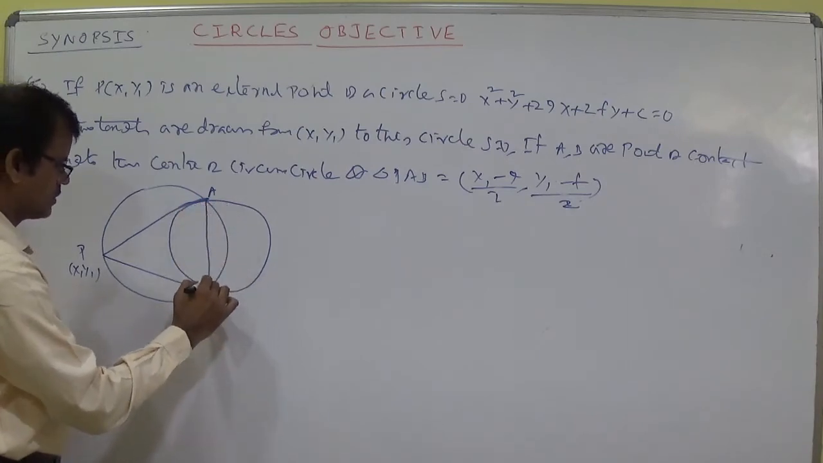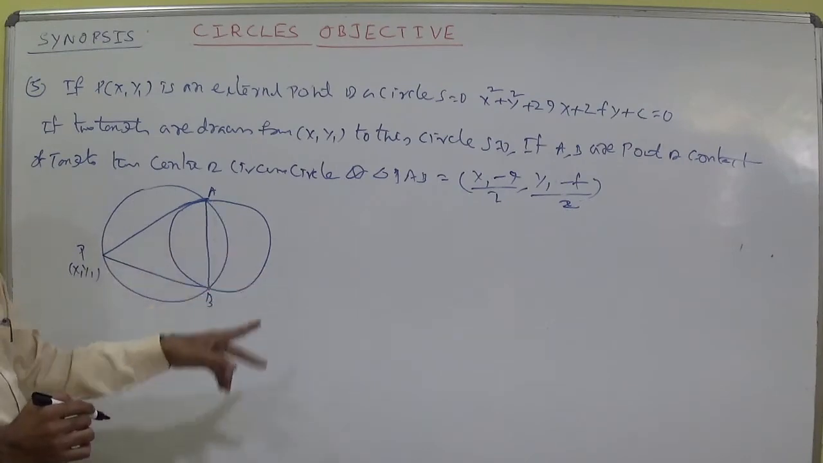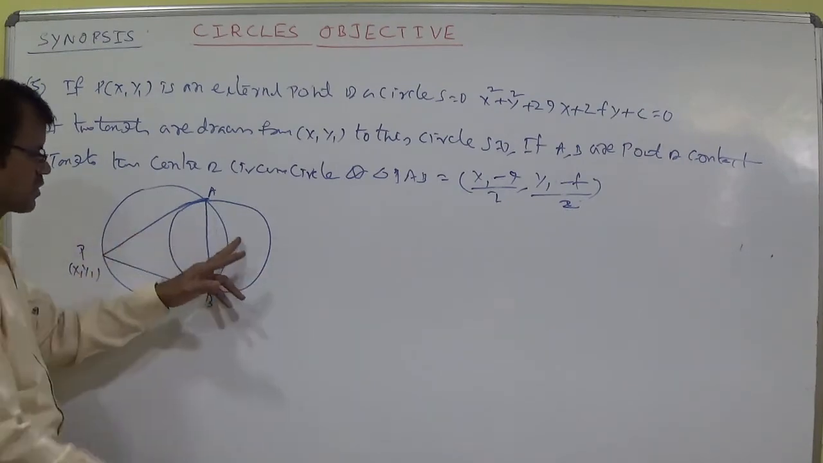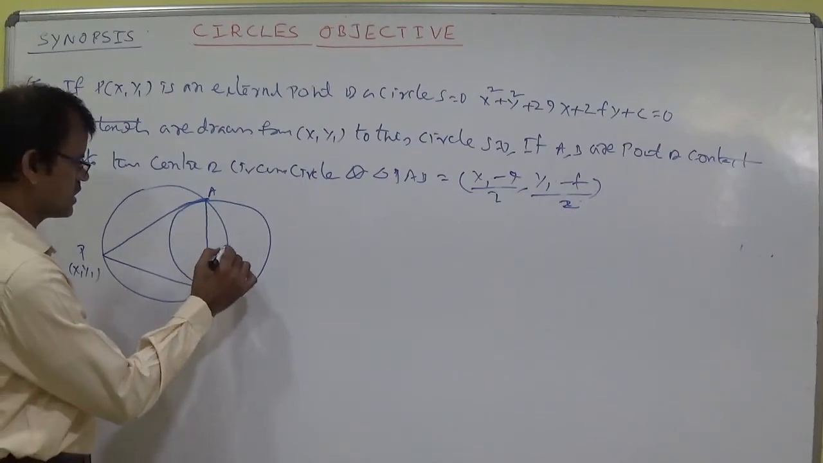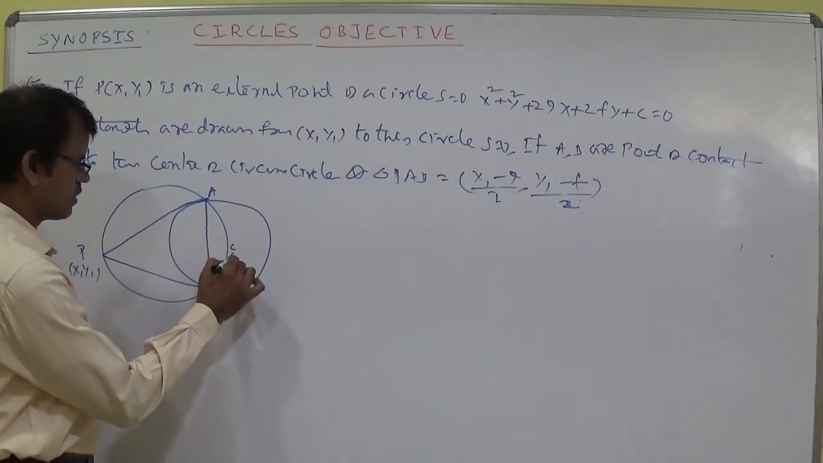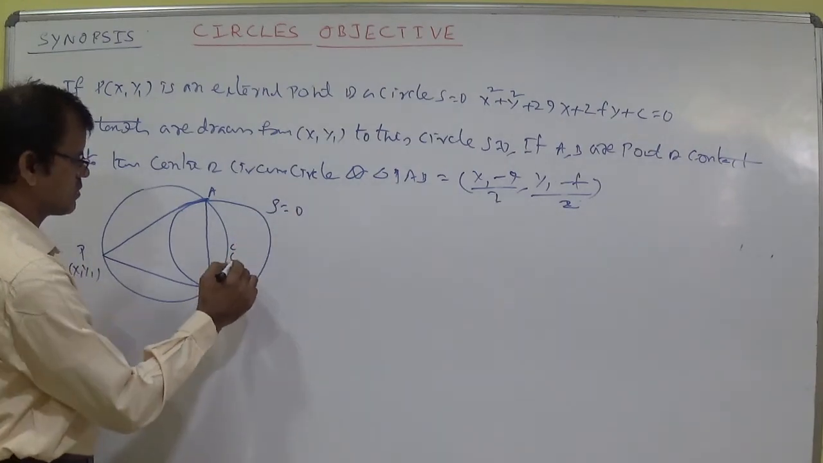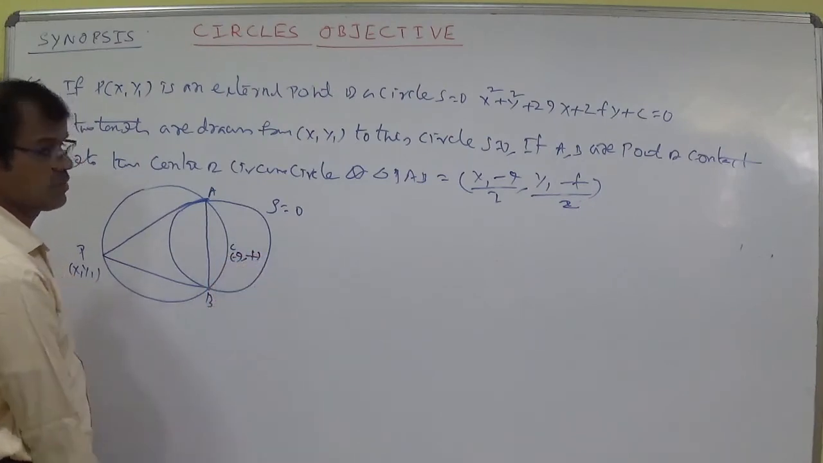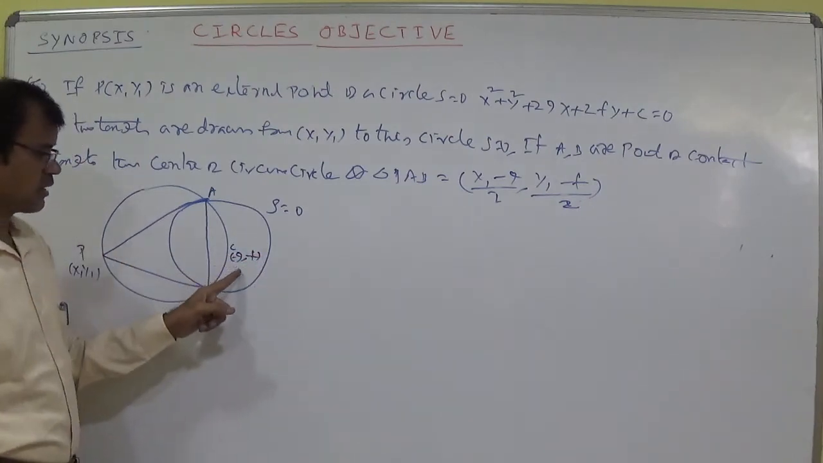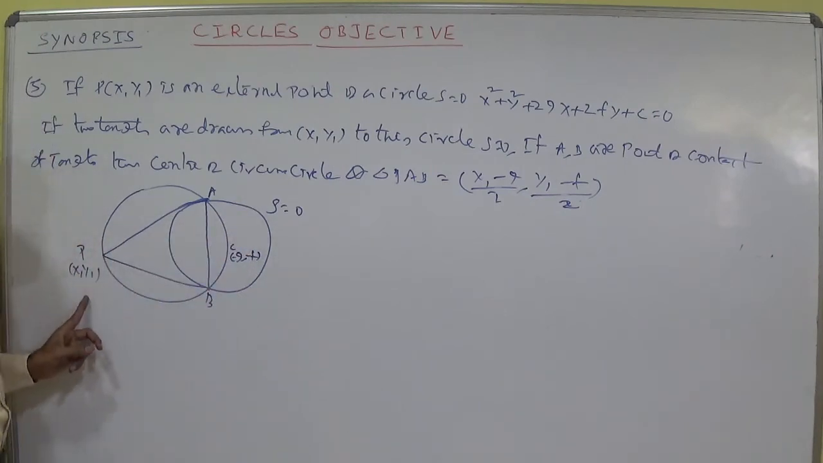Draw the diagram like this. If you draw this one circle first, then only you will understand. Otherwise, if you draw this one first, you may get confused. This is center C, the center of this circle. This is the first circle, whatever circle is given, S equal to 0: x square plus y square plus 2gx plus 2fy plus c equal to 0. Minus g comma minus f is the center of the given circle, and P(x1, y1) is an external point.